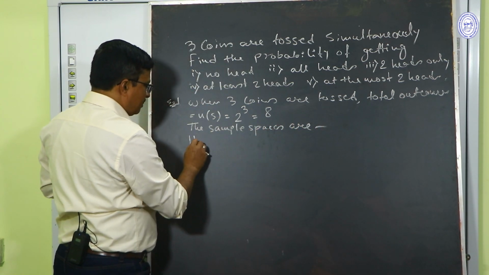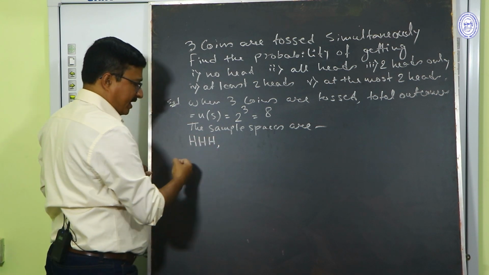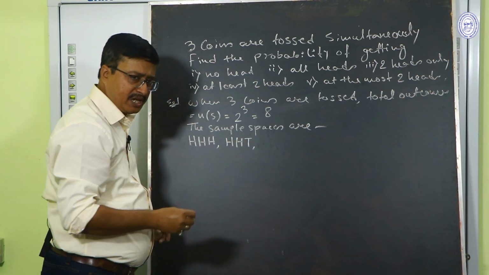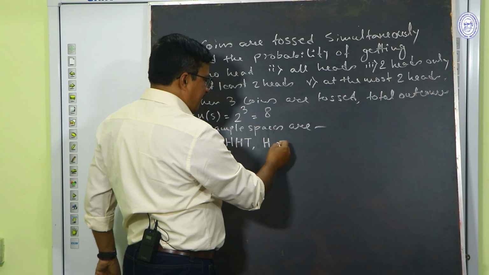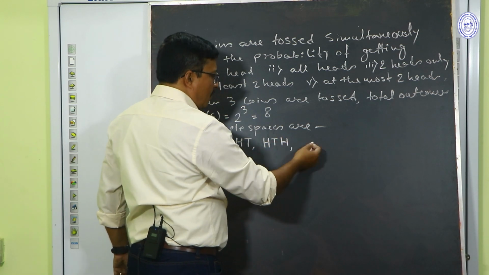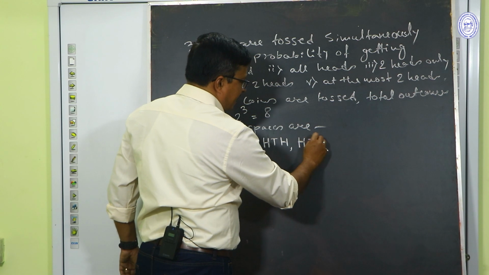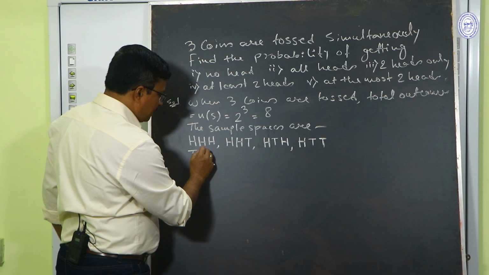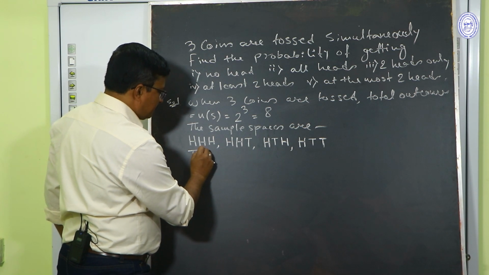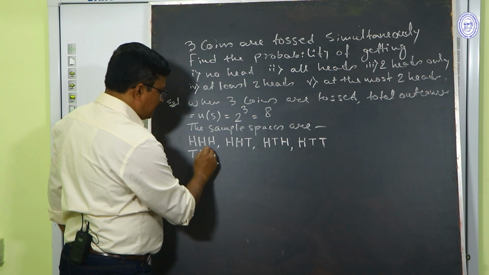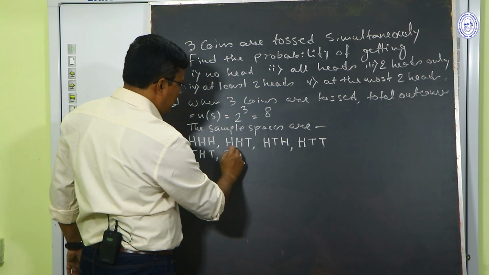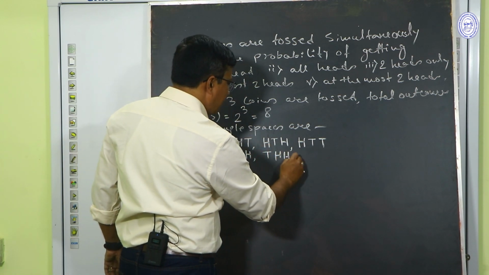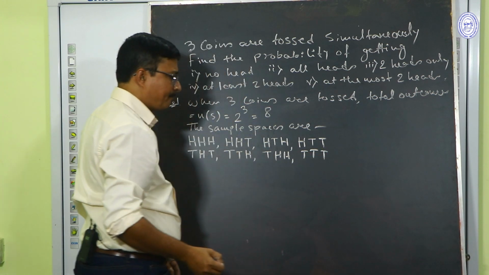You can get 3 heads for 3 trials. You can get first 2 heads, last one tail. You can get first one head, then tail, then head. Or you can get first one head and the rest 2 tails. Clear? Next, tail, head, tail; tail, tail, head; tail, head, head; and tail, tail, tail.